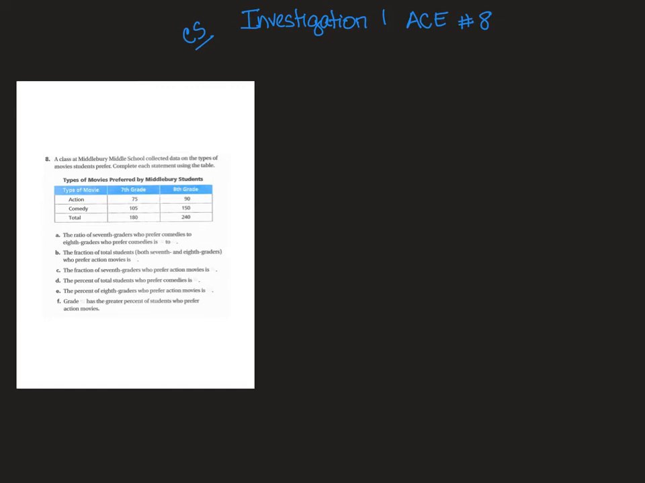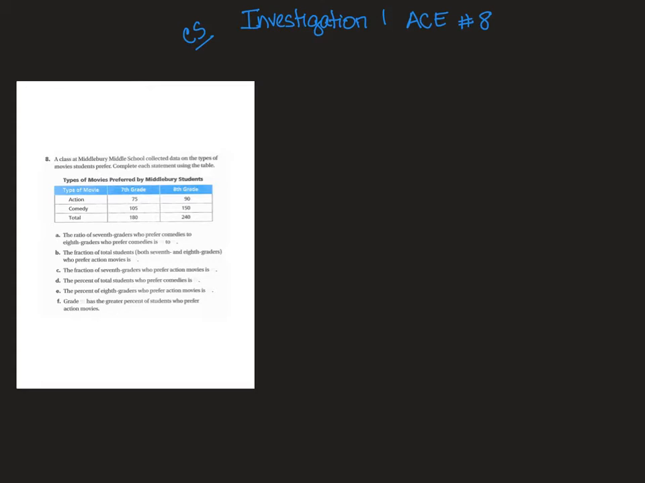Okay, we are going to look at problem 8, and I chose this problem because you get a chance to do a ratio, a fraction, and a percent. And so this is a good review of some things that I'm expecting that you know from 5th and 6th grade, but we get to review it.